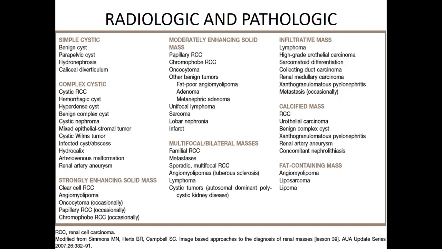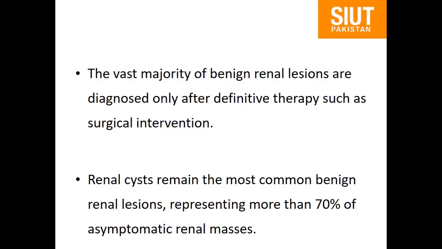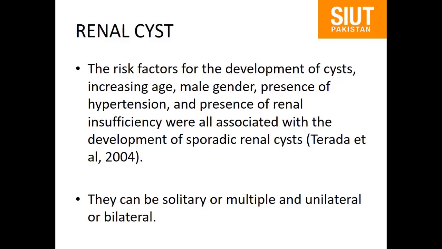While talking about the calcified, the most common is the RCC, and fat-containing we have the angiomyolipoma, liposarcoma, and lipoma. So the vast majority of benign renal lesions are diagnosed only after definitive therapy such as surgical intervention. Renal cysts remain the most common benign renal lesions, representing more than 70% of the asymptomatic renal masses. So the risk factors involved for the development of this: number one, most of the patients we are seeing in our setups are usually old age patients with comorbidities like diabetes and hypertension.